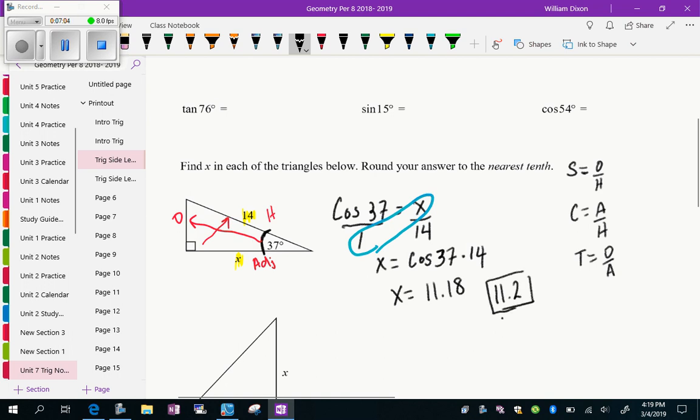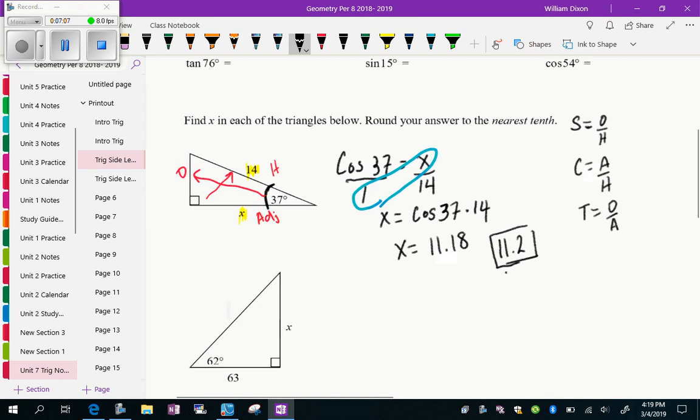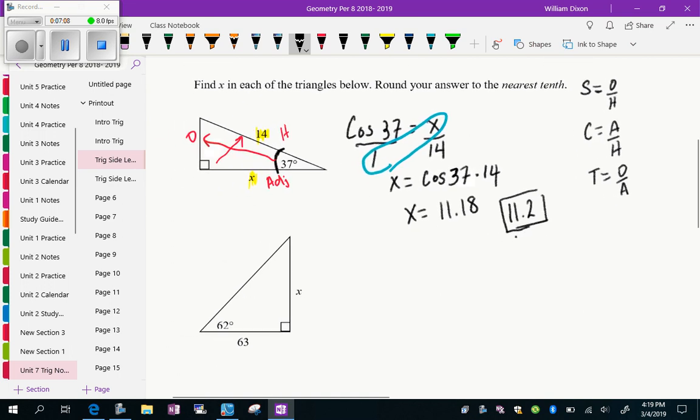All right, let's go to number 2. So number 2, what I have is 62 degrees. And again, I'm going to do the same thing. I'm going to highlight my angle, and then I'm going to label my triangle. Opposite the right angle, the hypotenuse. Opposite the angle is the opposite, or O. The side next to the angle is the adjacent. I'm just going to leave it at A.